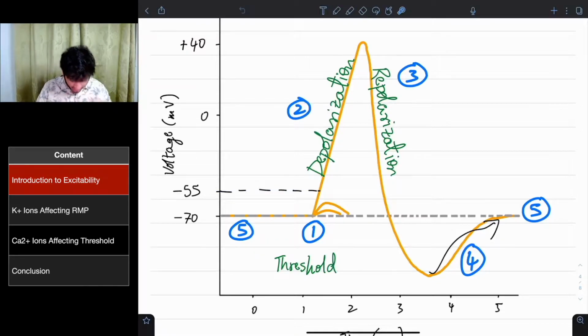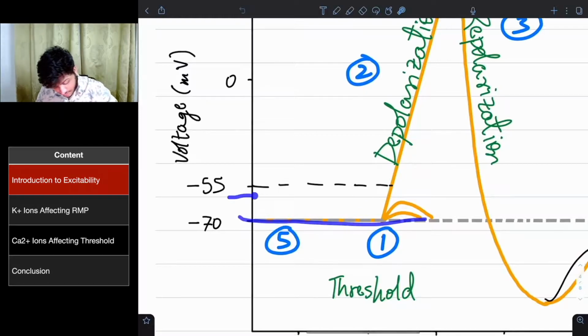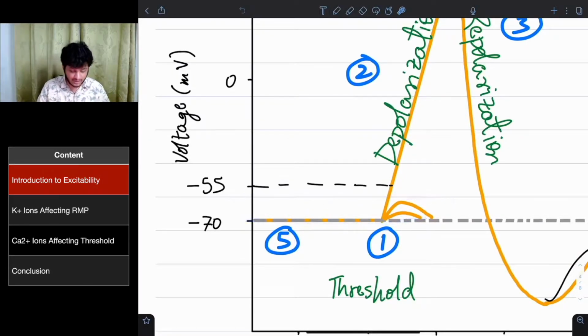So if the distance between the resting membrane potential and the threshold becomes smaller, meaning in this example, the threshold is lower, it does not require as many sodium ions to reach the threshold. So that means it's more excitable, okay? That means a small signal can depolarize or cause an upstroke of that cell.